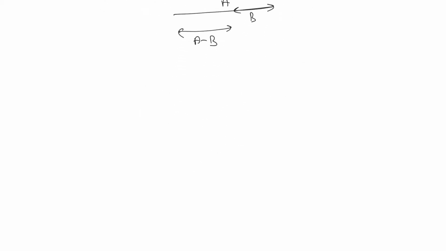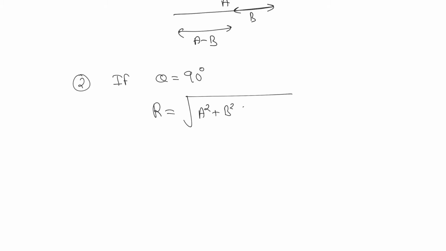Now we can consider the second situation. Let's say the value of theta is equal to 90 degrees. So we can observe from this equation that R is equal to under root of A square plus B square minus 2AB cos 90, and cos 90 is equal to 0. So we'll get the value of the resultant vector equal to under root of A square plus B square.